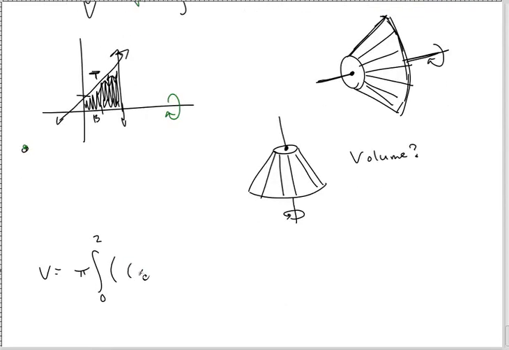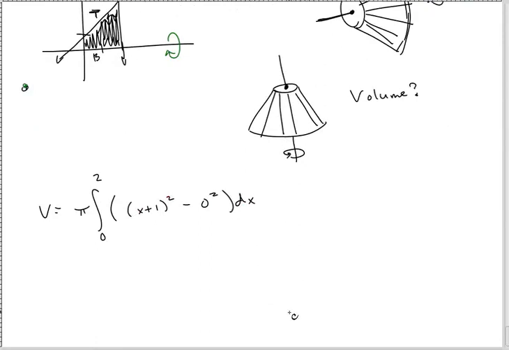So that's going to be the (x plus 1) squared. And then my bottom's the 0 squared, dx. Done. This is practically all we have to do. Now is the easy part. There are a few ways to go about doing this.